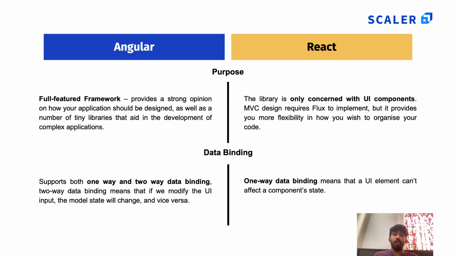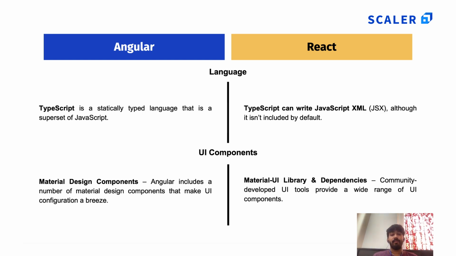But that is not really good for code stability, but it will be useful in certain cases. One-way binding would be much better because you just want the input to change whenever you change stuff in your code, not the other way around, right? So that's data binding. Coming to the next part, language.